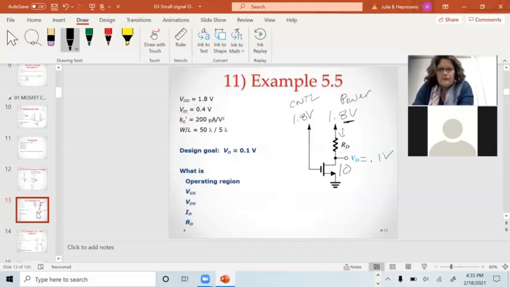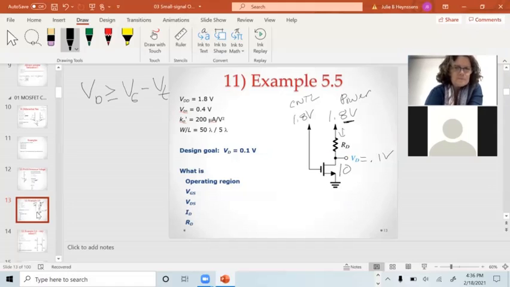So the first thing is, I'm thinking this has got to be triode, and I know I'm right because I've got the notes right next to me. What we want to check to see if it's in saturation, remember, is VD has to be greater than VG minus VT. My gate voltage is 1.8, my VT is 0.4, and the drain voltage is 1.8. Okay, so that is not true, so it must be in triode.